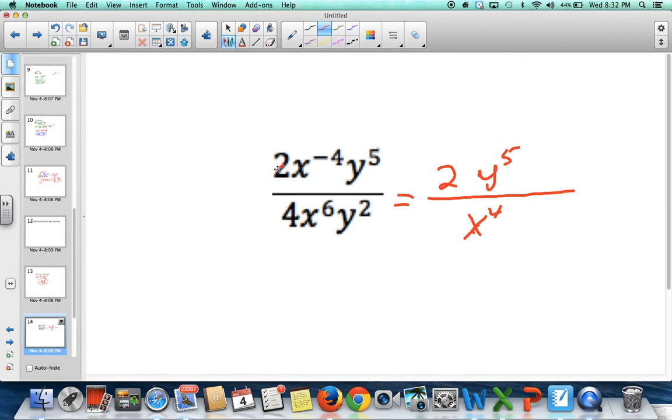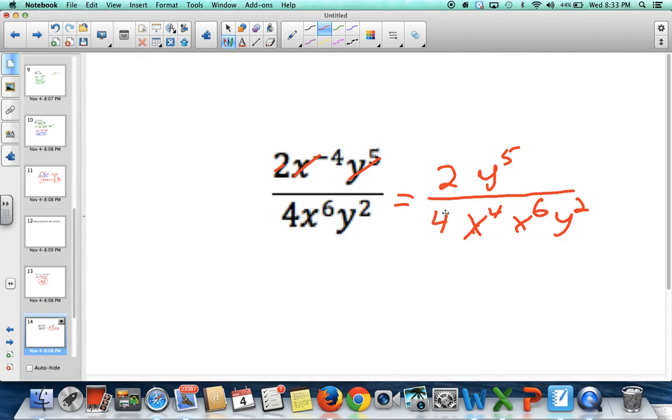Now we've taken care of the 2, the x to the negative fourth, and that. Those are all where they go now with positive exponents. The 4 is on the bottom. It stays on the bottom. X to the 6, that's a positive exponent. That's another x to the 6th. And the y is y to the second. And now I've got rid of all my negative exponents. And now I have to do some simplifying.